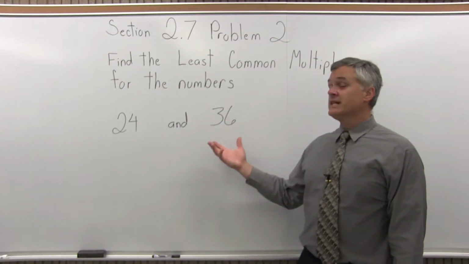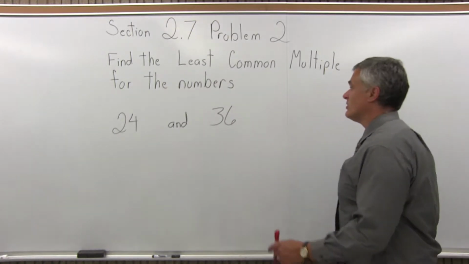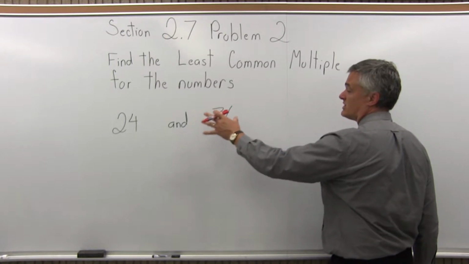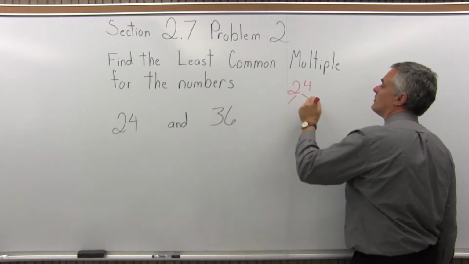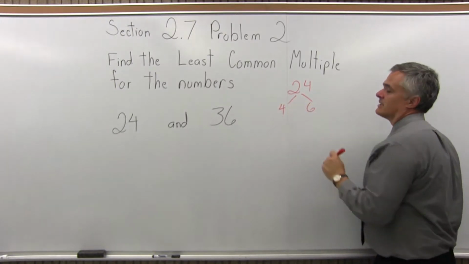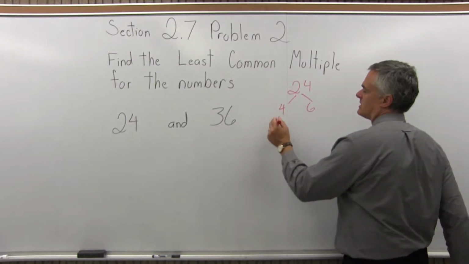So you could guess at it and eventually come up with an answer that will work, but the better way to do it is start by doing the prime factorization of both those numbers. So let's start with the 24. And for 24, I'll start with 4 times 6. And there are many other ways to start it, but 4 times 6 will work, and all the different ways will get you to the same result.